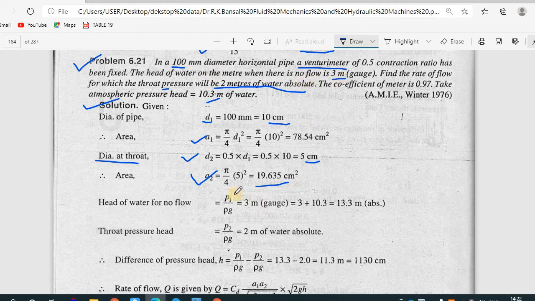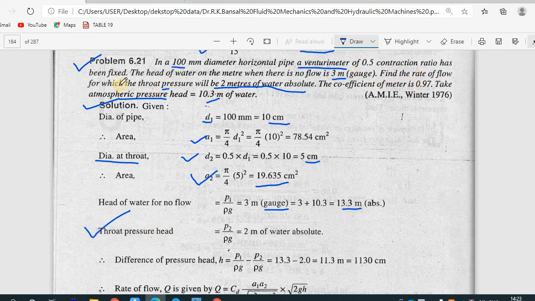Now it says that the head of water on the meter when there is no flow is 3 meters. So P1 by rho g equals 3 meters, plus the absolute pressure. We need to consider absolute pressure because the atmospheric pressure will always be there. So P1 by rho g equals 3 plus 10.3, which is equal to 13.3.